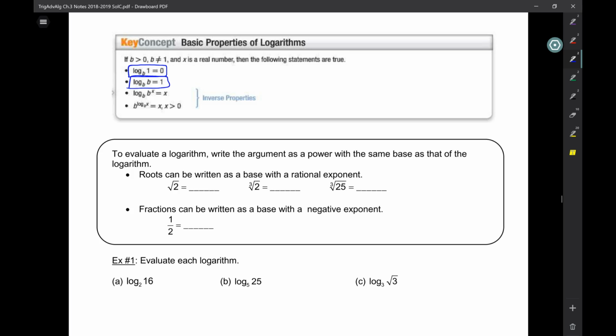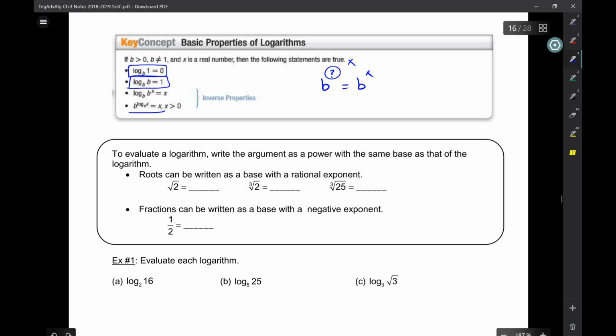Okay, so take a look at this one. B to the power of what will give you B to the x? X. So what should the exponent be so that that equals B to the x? Well, x. So if you have something that looks like log B to the power of x, that's just x. Same situation here.